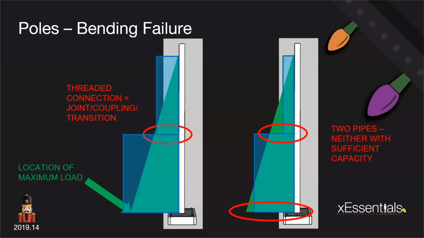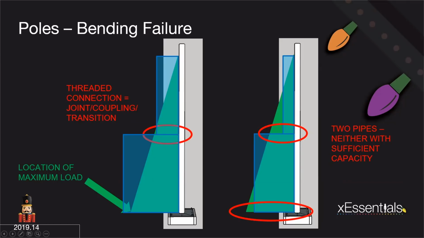Another problem is that a lot of these poles are two-stage poles, if not more, where you're going up higher and higher, and you have a junction here. Your maximum load is at the base, but your weak point may actually be where this transfer takes place. When you're changing sections, the capacity changes.